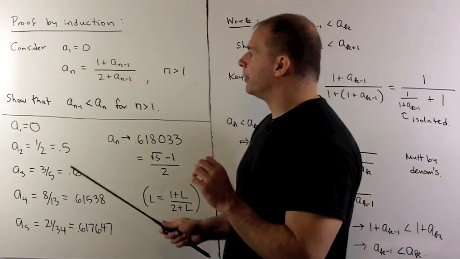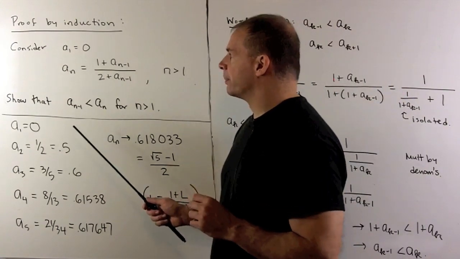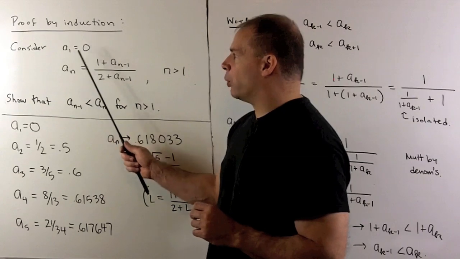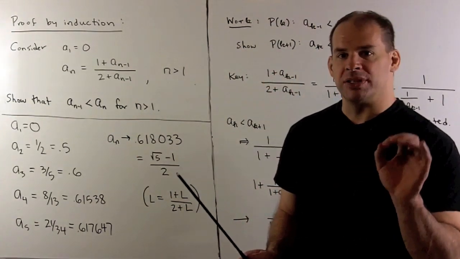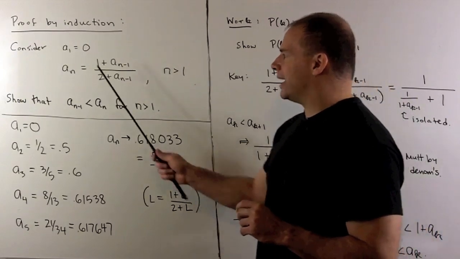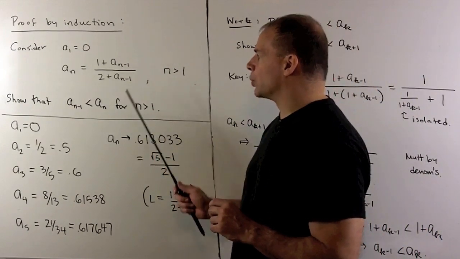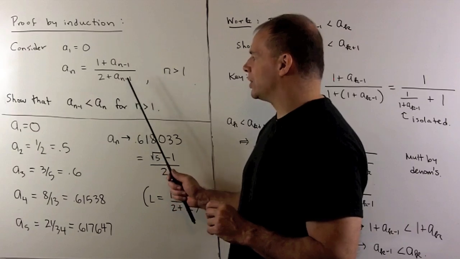Now, our problem, we're going to have a recursive sequence. We define the first term a sub 1 to be equal to 0. Then, for terms in the sequence with n greater than 1, a sub n is equal to 1 plus a sub n minus 1 over 2 plus a sub n minus 1.